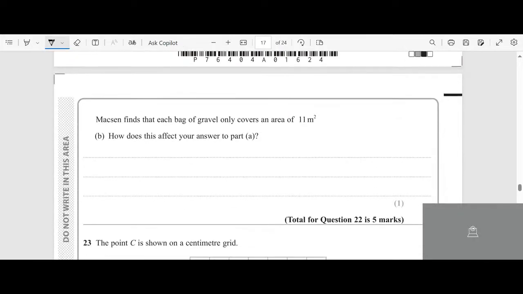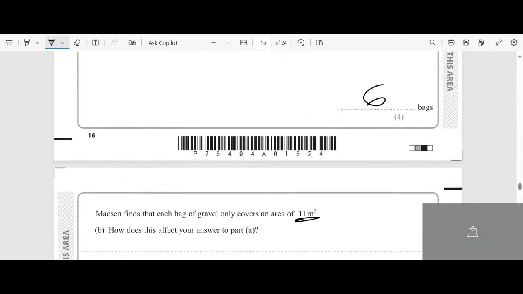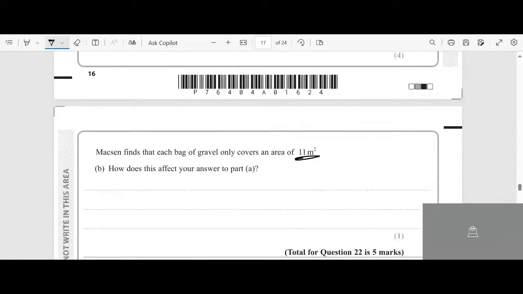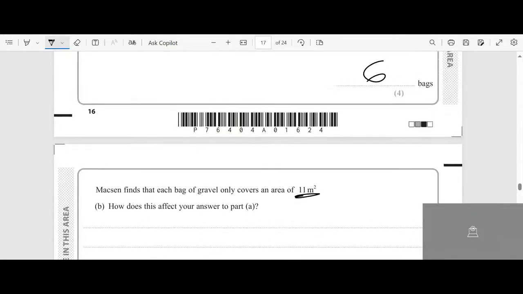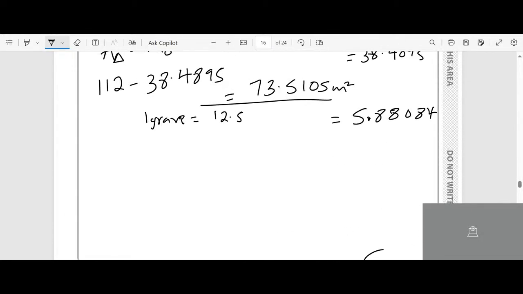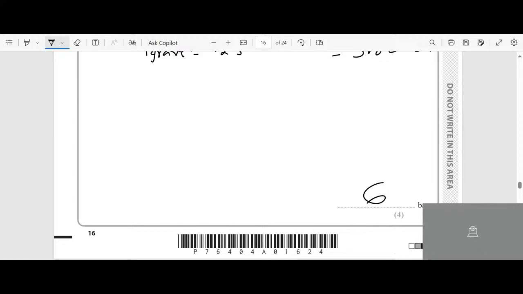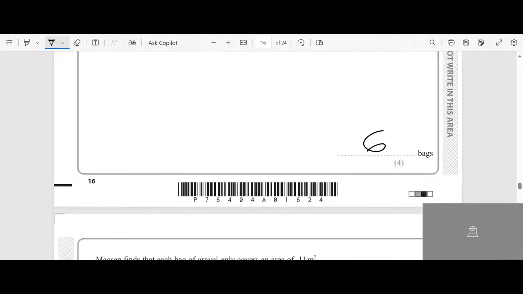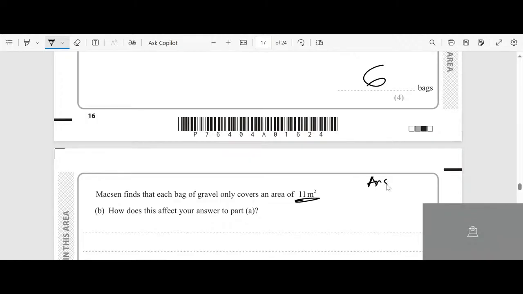Then you are told that Mascaline finds that each bag of gravel only covers an area of 11. Remember, before it was covering 12.5, but now it is covering 11. Let us find out by confirming. Before it was 73.5105. So if we divide it by 11, it is now going to take me to 6.6827. So this will force me to buy 7 bags.